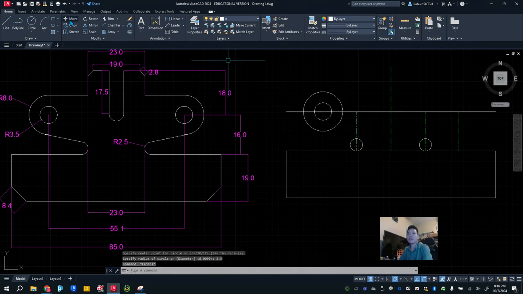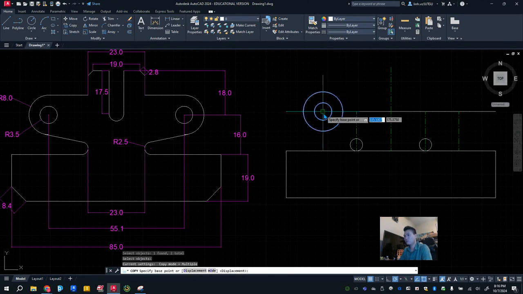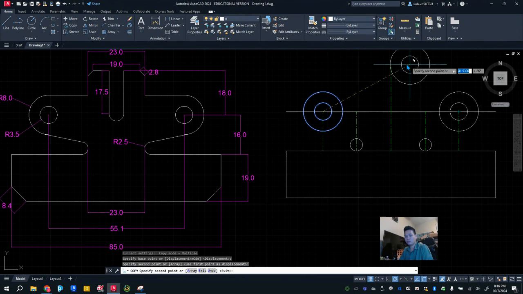Okay, what I'm going to do now is copy it instead of redraw it. There's multiple ways of doing this. Hit enter, grab the center, move it over to this one, hit escape.